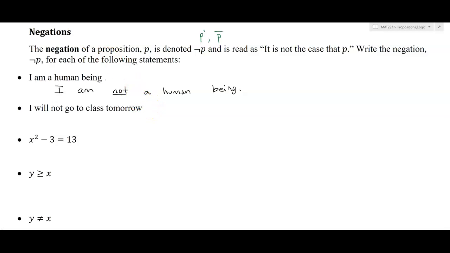But that really means that if I won't not go to class, then that means I will go to class. I know that sounds kind of funny, but it makes more intuitive sense to just say the opposite of this, if you will: I will go to class tomorrow.